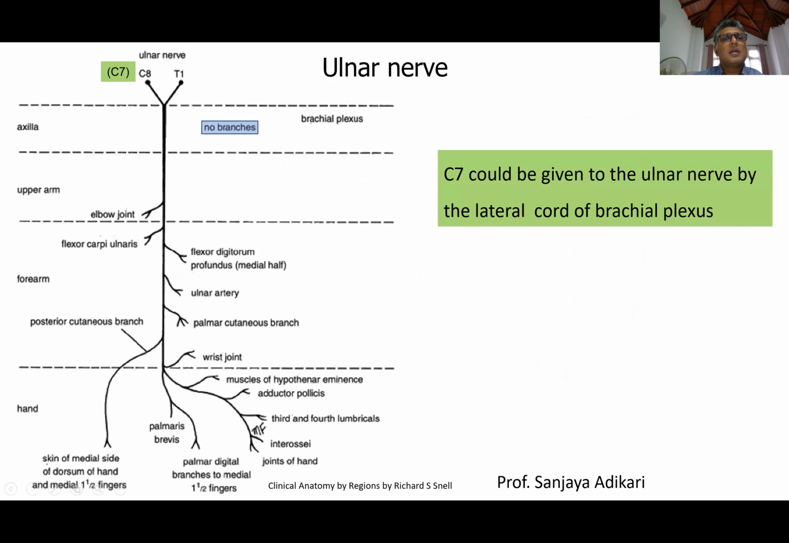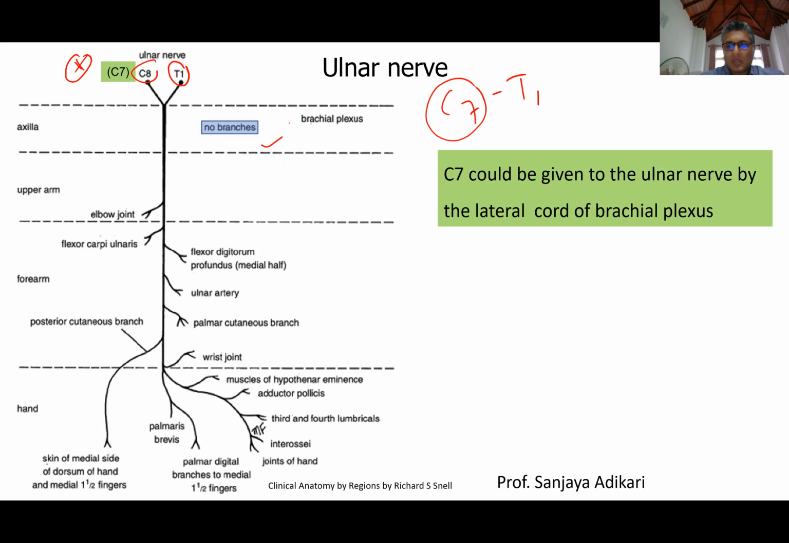Now about the ulnar nerve. Usually the ulnar nerve carries two segments, C8 and T1, but sometimes you get the C7 segment coming into the ulnar nerve as a branch joining it from the lateral cord. So you can remember the ulnar nerve as the last three segments of the brachial plexus, C7 to T1. But C7 is not there always. It has no branches in the axilla.